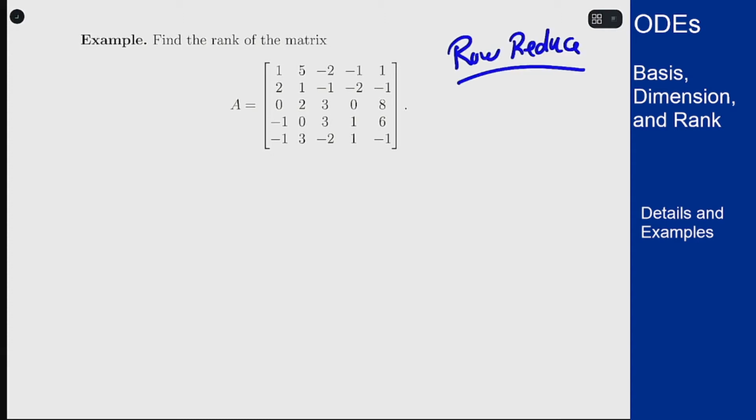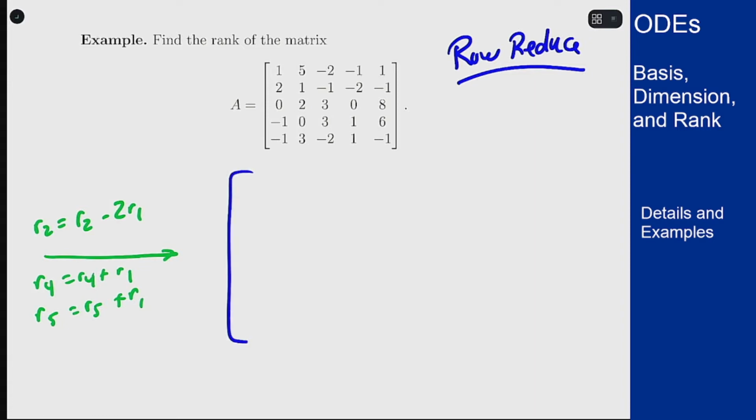So we already start with a 1 in the top left. That is fantastic. So we can start by getting rid of everything that's below that 1. So our first step, row 2 is row 2 minus twice row 1 to get rid of that 2. Row 4 is row 4 plus row 1 to get rid of the minus 1. And same for row 5. We don't touch row 3 because it already has a 0 in that spot. So when we do this, first row remains the same.